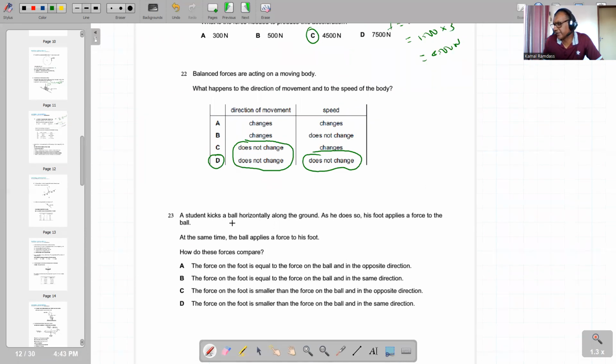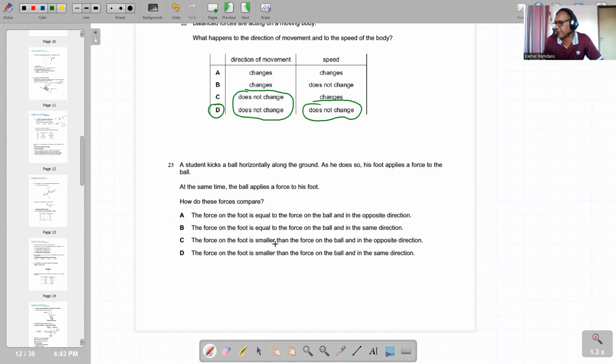A student kicks a ball horizontally along the ground. As he does so, his foot applies a force to the ball. At the same time, the ball applies a force to his foot, an action-reaction pair. How does his force compare? The force on the foot is equal to the force on the ball and in the opposite direction.